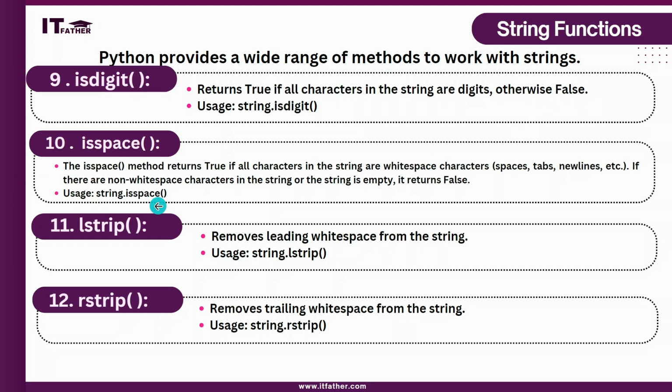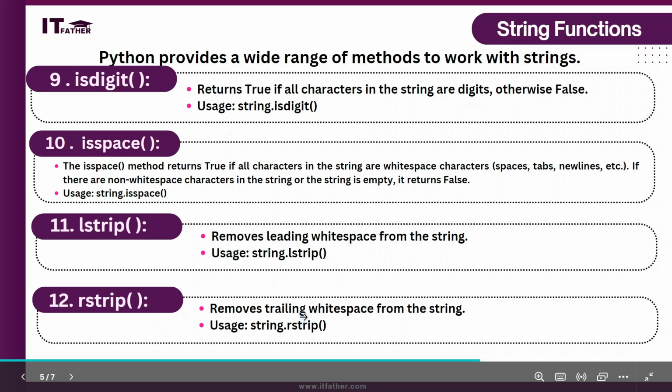Isspace function will return whether only space is there in the characters. If any other character is found, then this function will return false. Okay. So once again, the isspace method returns true if all characters in the string are whitespace characters like space, tab, new line, etc. If there are non-whitespace characters in the string or string is empty, it will return false.